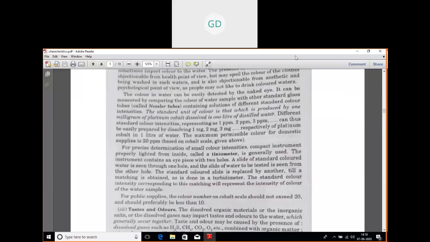One more thing, the permissible limits are always important, so you should remember them. Here you see, for public supplies, the color number on the cobalt scale should not exceed 20, and preferably it should be less than 10. So remember that the permissible limit is between 10 and 20. It should not exceed 20 ppm.